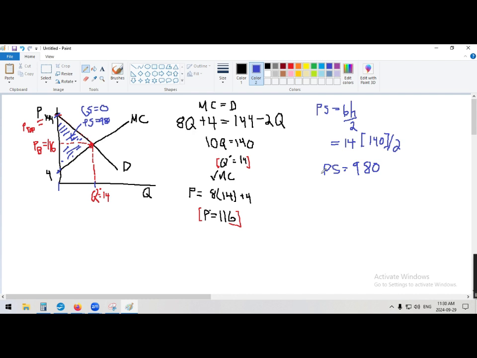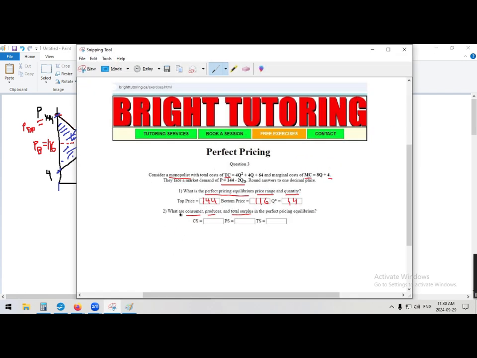And then in terms of total surplus, of course, you add them up, and it's all producer surplus, so that also equals your total surplus. So going back to the question here, we have 0 for consumer surplus. Producer surplus is 980, which is also the total surplus. And that's how you do that question.